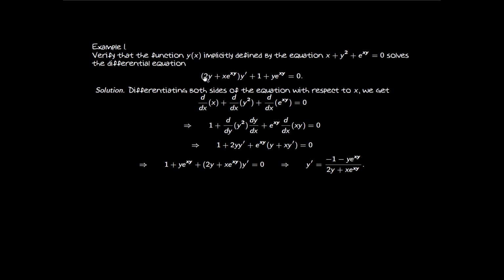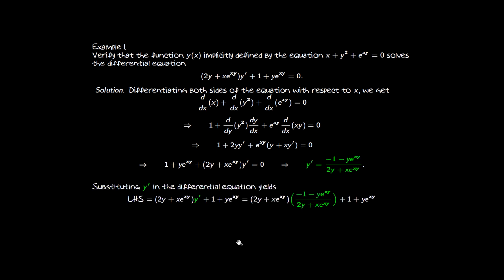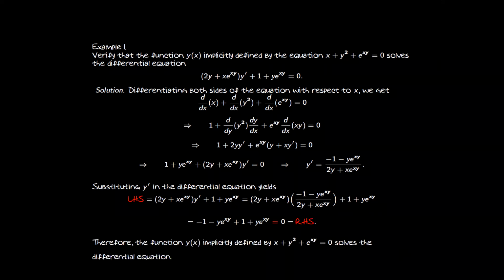And now we can plug this into the differential equation. As you can tell, when we plug the expression in, there's a cancellation in this fraction, because this factor in the numerator is the same as in the denominator. After we cancel the denominator, the first term gives us negative 1 minus y times e to the xy. Then you copy the second part, which is 1 plus y times e to the xy. Apparently you see the cancellation, and you get 0, which is the right-hand side. So we just confirmed the two sides match. Therefore, the implicitly defined function from this equation solves the differential equation.